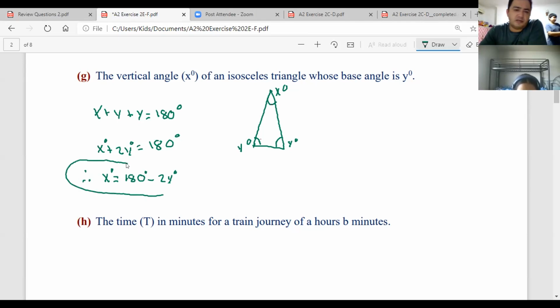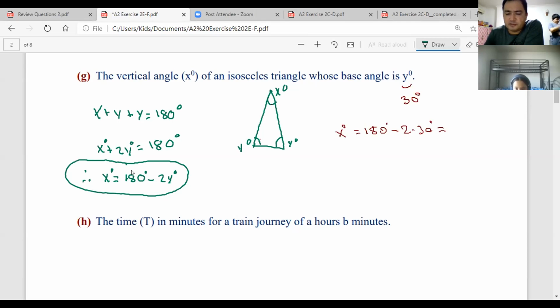Actually, the question here is, Shahina, if you are given an isosceles triangle whose vertical angle is x degrees and base angle is y degrees each, how do we find that x, the vertical angle? Okay, this is how we find this. Now, if I ask, for example, what is the vertical angle when the base angle is 30? Using this formula, x equals 180 minus 2 times 30, which is 180 minus 60, 120. Then this angle is 120.